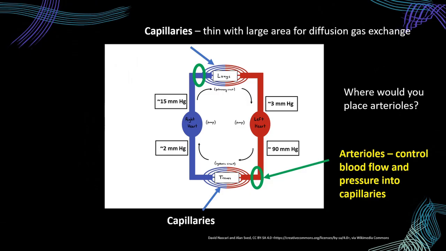Capillaries, they are thin and they have a large area for diffusion of gas exchange. We already talked about that. Huge cross-sectional area will decrease the velocity to allow for gas exchange. And the reason why the arterioles have the greatest resistance is because they are controlling how much blood and the pressure going into the capillaries. If we didn't have our arterioles, we'd have way too much pressure going into the capillaries and the capillaries would burst. So these are kind of the valves that help protect the capillaries, and that's why they have the greatest resistance.